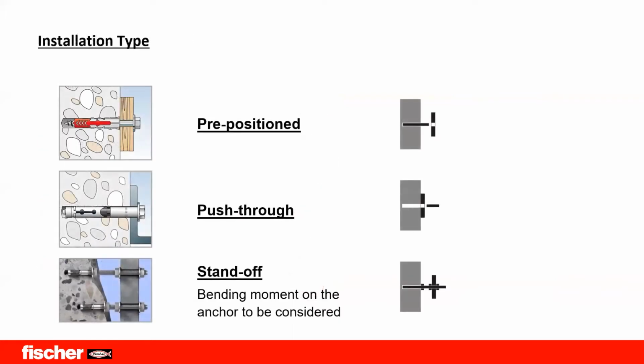Coming to installation type, there are basically three types of installation. One is pre-positioned installation, as you see in the picture, where you first anchor the anchor inside the drill hole, and then you put your base plate. So it is pre-positioned; you are fixing the anchor first. But if you see the push through, it is exactly opposite. You are drilling through the base plate and fixing your anchor. So this is called push through installation.